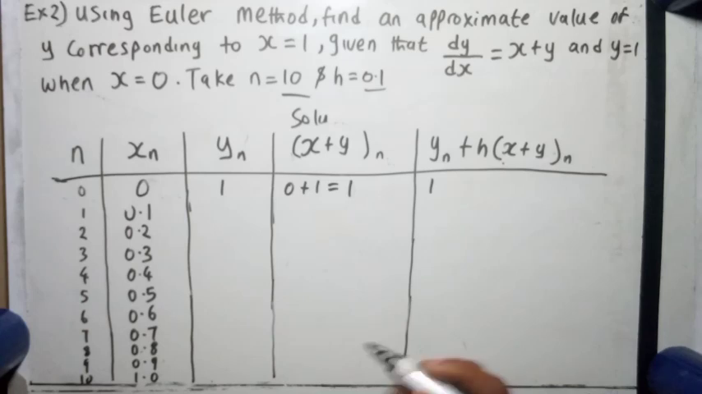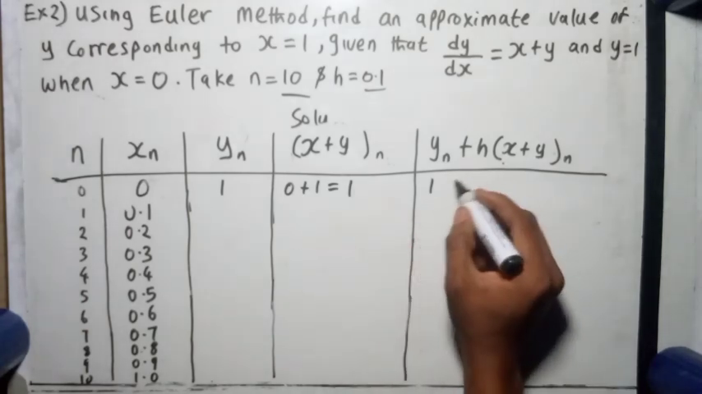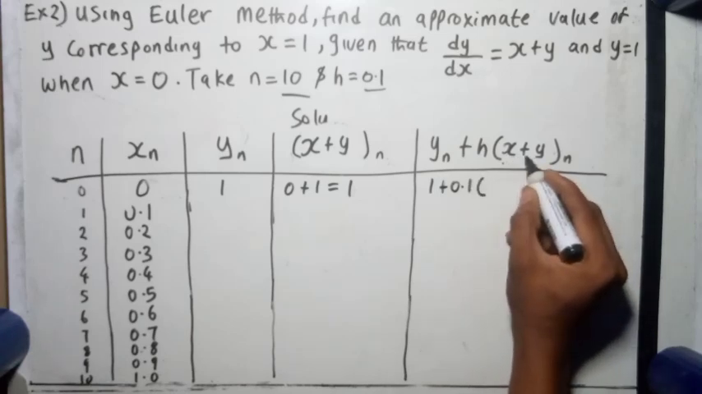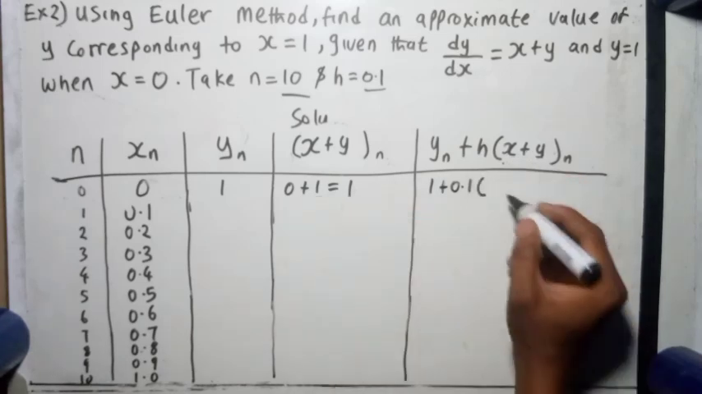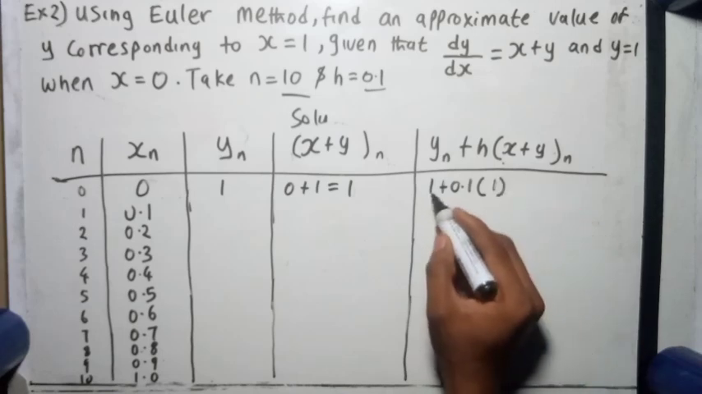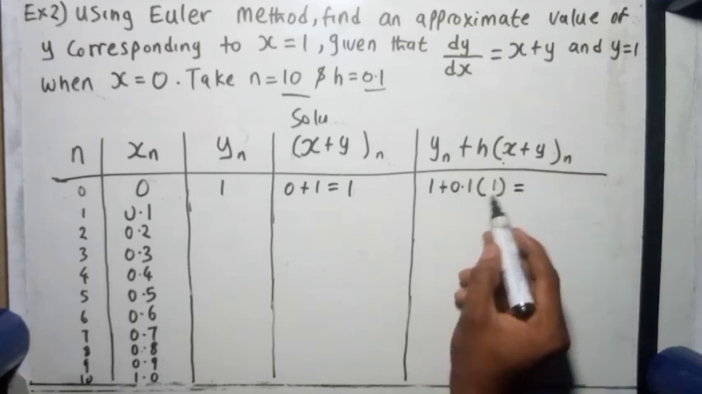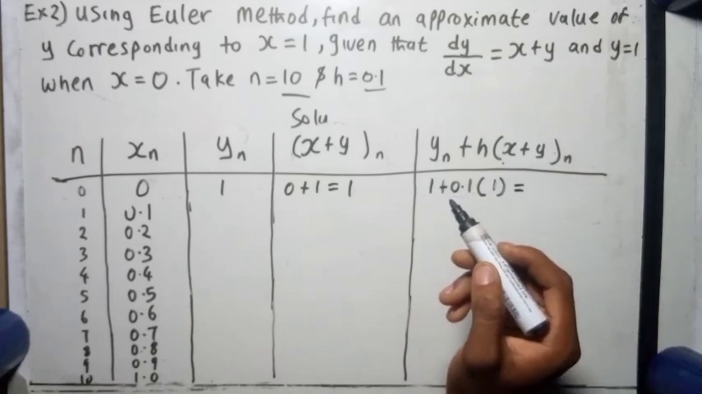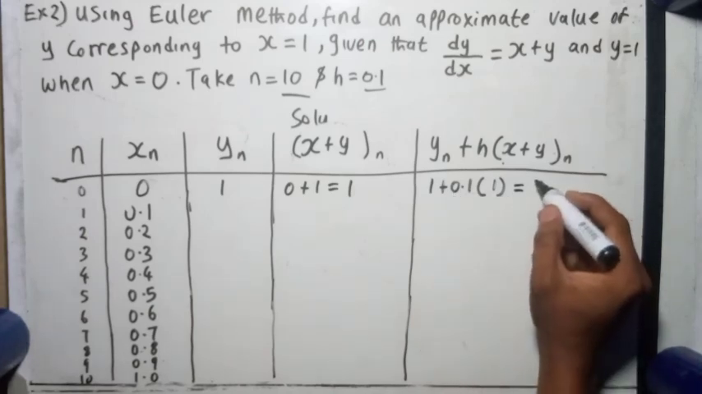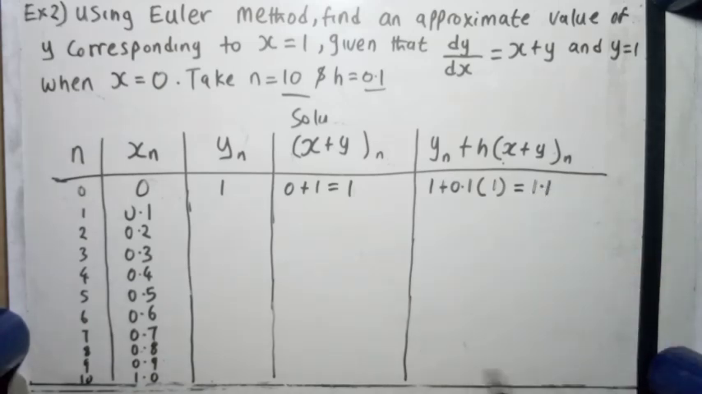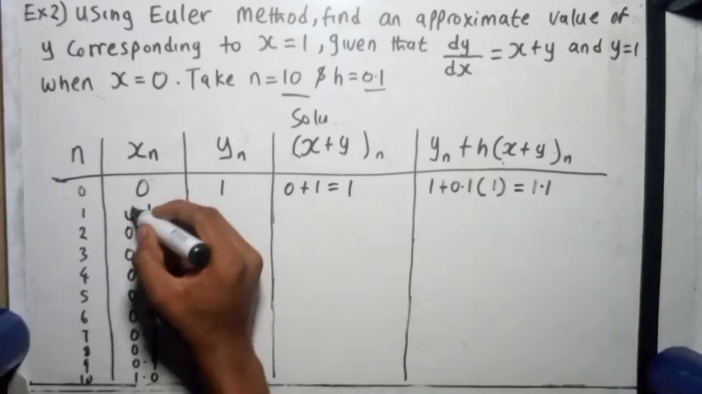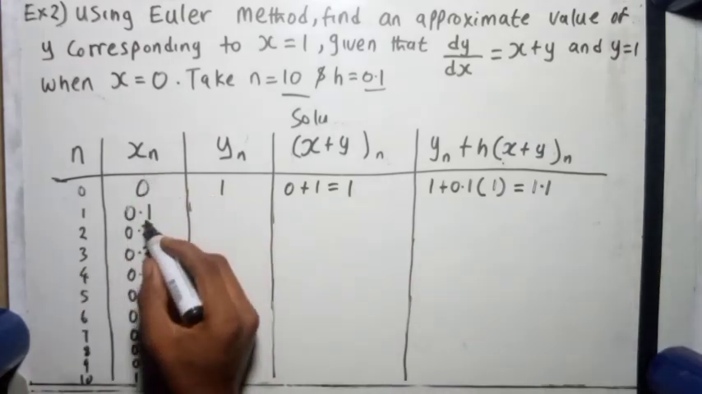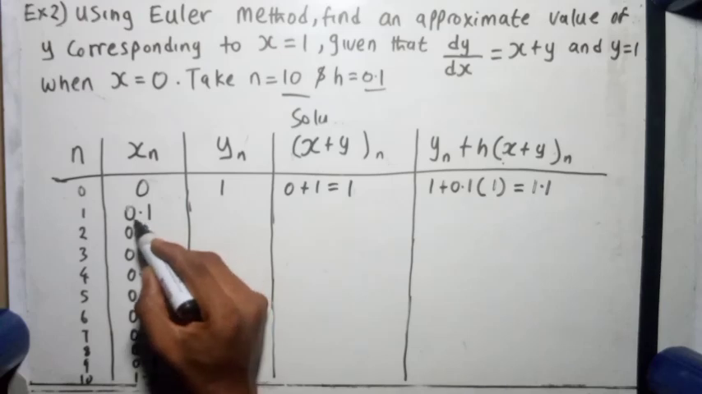That one above now. So if we add 1 plus h, what is it? 0.1. Then we multiply it by our x plus y, which we have done here already, which is what? 1. So this 1 times 0.1 is what? 0.1. And when you add 1 to it, you have what? 1.1. That is the value of your y, when x is what? 0.1.